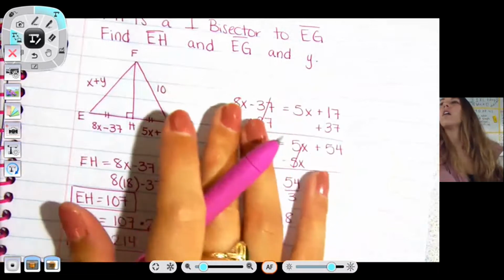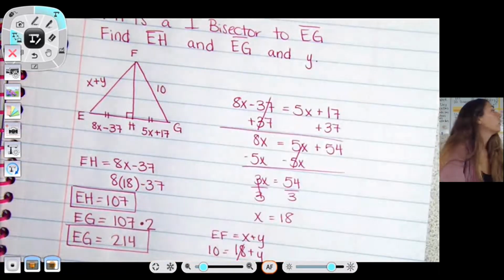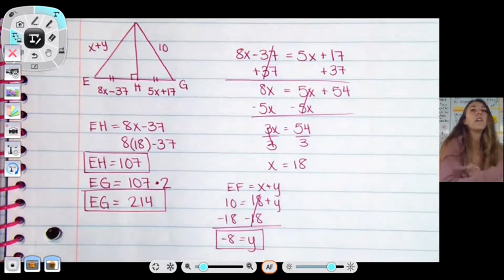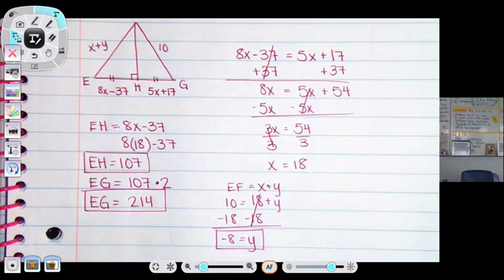Jenna, what did you get for y? Negative 8. Okay, nice. Keep going if you're still working. We're only doing one other problem. EG equals 214. That's perfect.